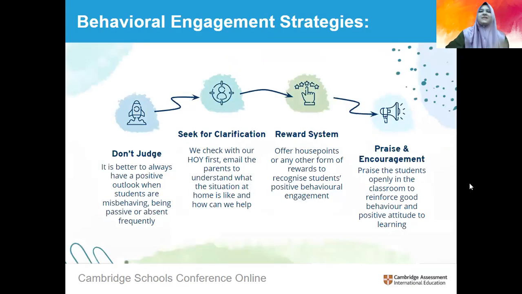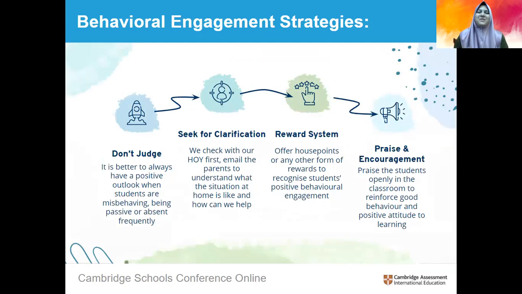So these are my own reflections. It's not tested in any research paper, I'm so sorry. But I would like to share with you some of the reflections that I have after doing a lot of trial and error and trying to position myself to empathize with and understand my students' situation better. Don't judge.